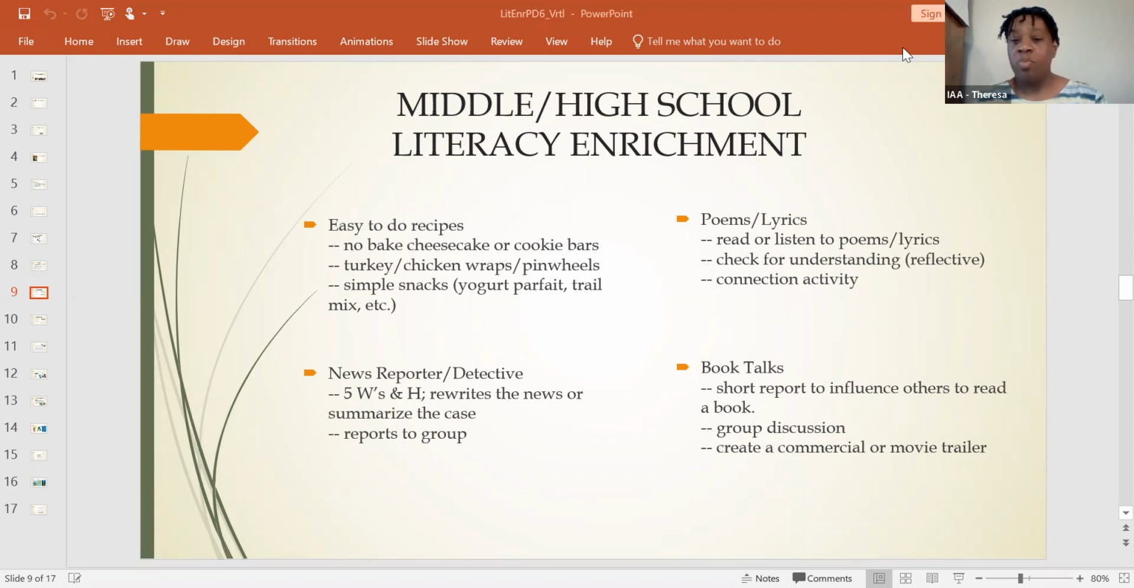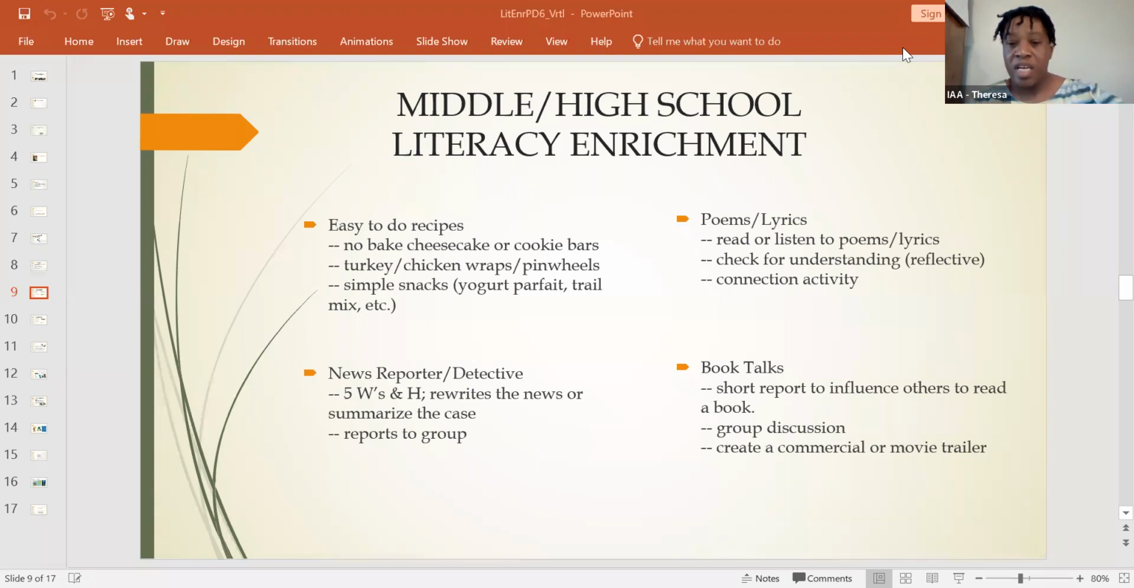The next one is poems and lyrics. Get some poems or lyrics for them to read or listen to, and then have some questions that check for understanding. Most of the time it's going to be reflective questions. How did this make you feel? What's the message you got? Things like that. And then have some type of connection activity that goes with that.